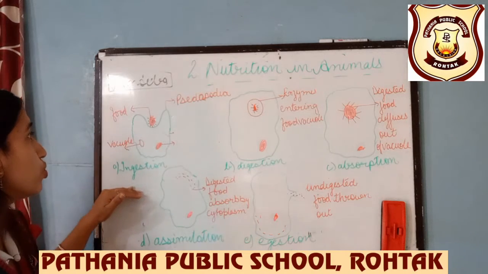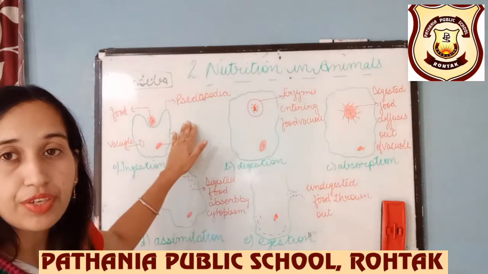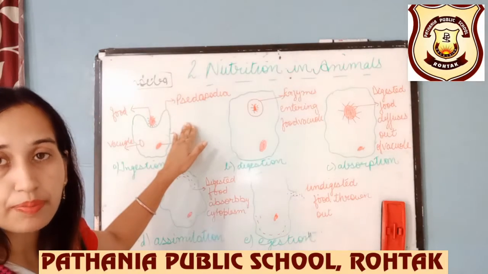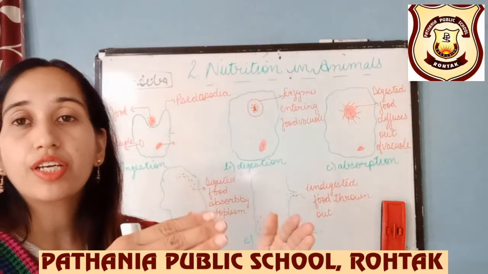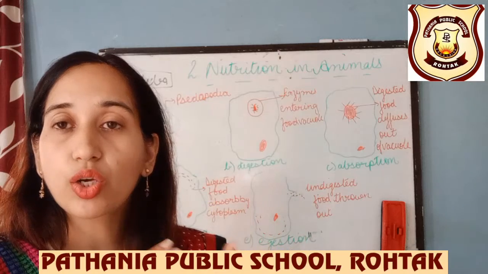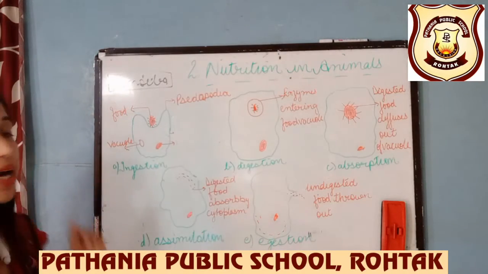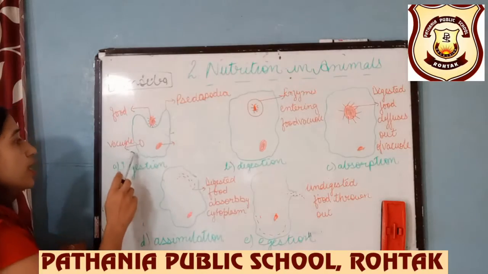So in the ingestion, what it does is, it has pseudopodia. These are false feet, and these feet are taken out when it decides that this food it can capture. These two feet come out and capture it, and then they close the pseudopodia, and the food is engulfed by the amoeba in the first step that I have shown you.